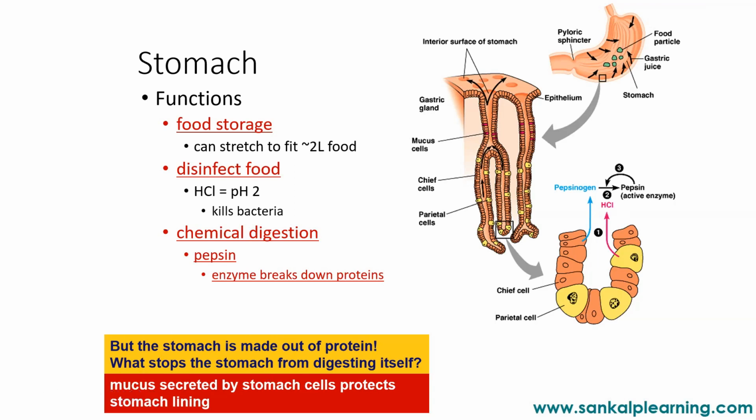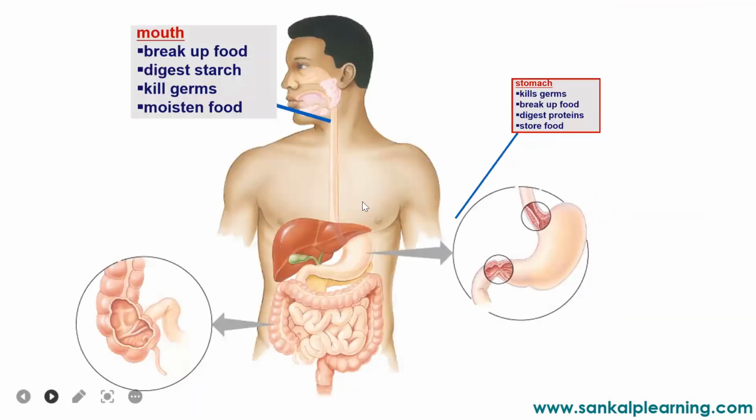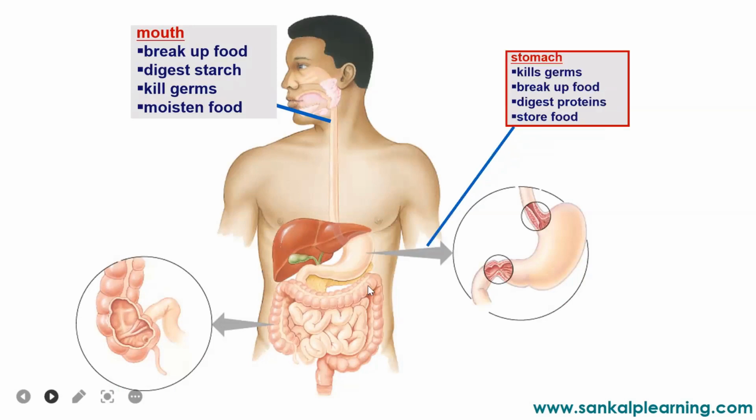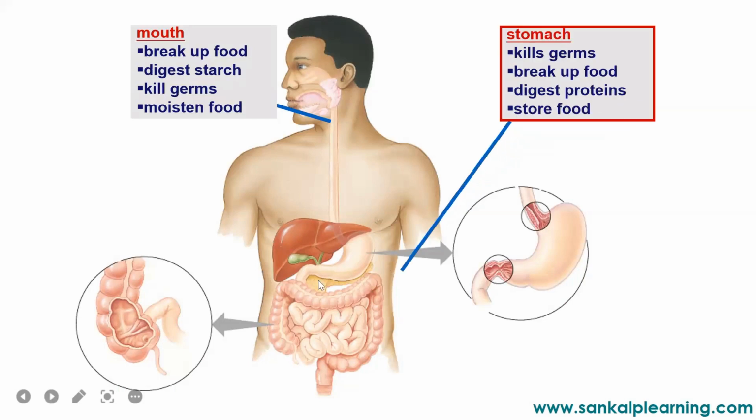Okay? Then, so here, so in the mouth we read, and in the stomach what happens? The HCl kills the germ. Again, the food is broken down into still more particles. It digests the protein and it stores the protein. So between the esophagus and the stomach, between the food pipe and the stomach, we have a sphincter.